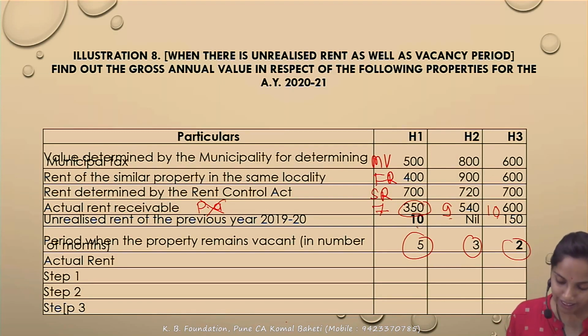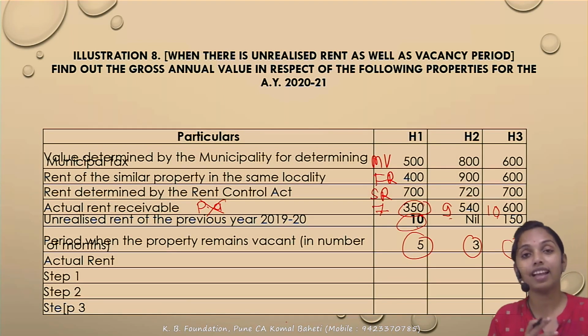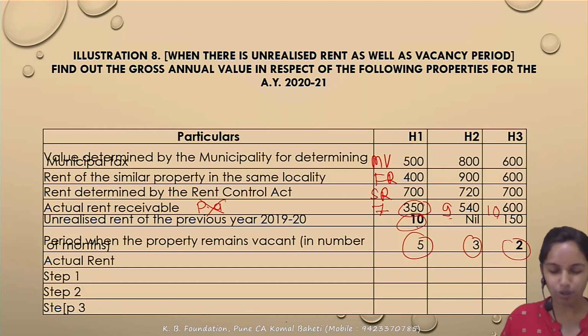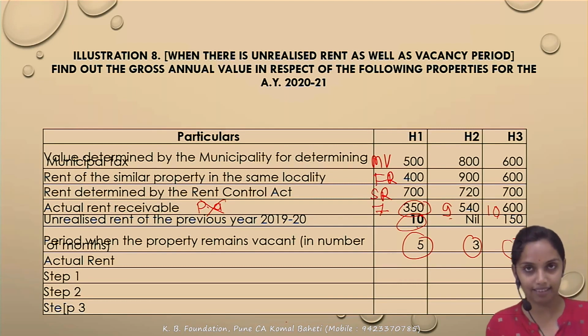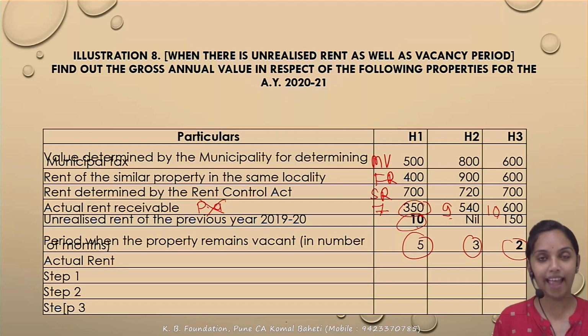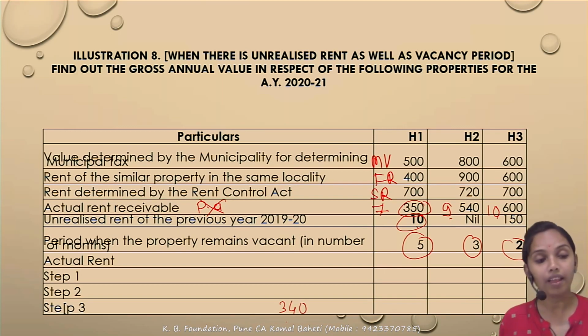So unrealized, 10 months. This is somewhat not feasible, because I let out the property for the 7 months and how can the unrealized rent be for the 10 months? I do agree with you. Sorry, very sorry. It's an amount of 10, not the months. So it's correct. Actual rent for the 7 months is 350, unrealized rent 10. So in comparison what do we take? Actual rent receivable minus the unrealized rent. So our figure for comparison in step 3 is 340. Agreed with this.